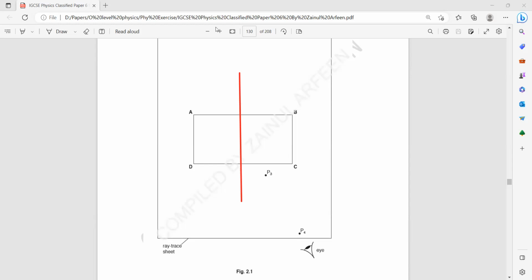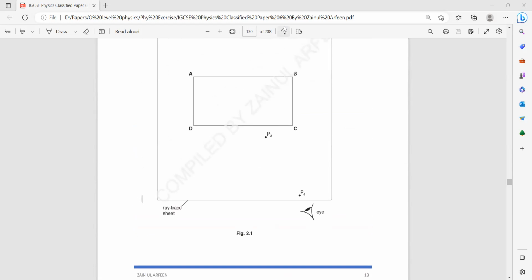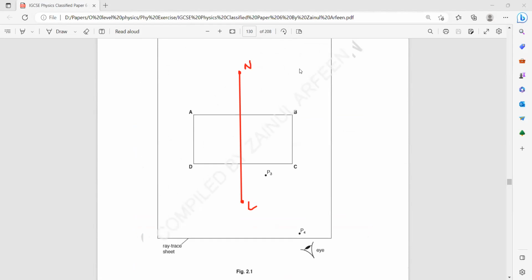One point of the normal is N and the other point is L. The point where the normal crosses AB, we label as E, and where it crosses CD, we call that M.